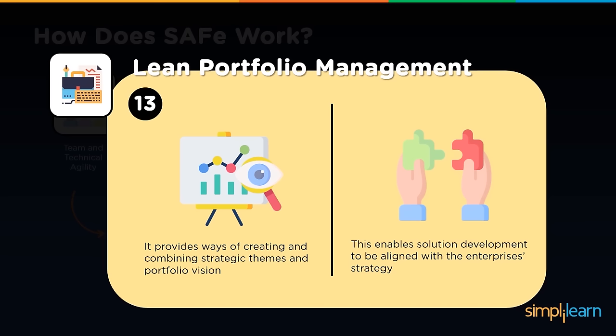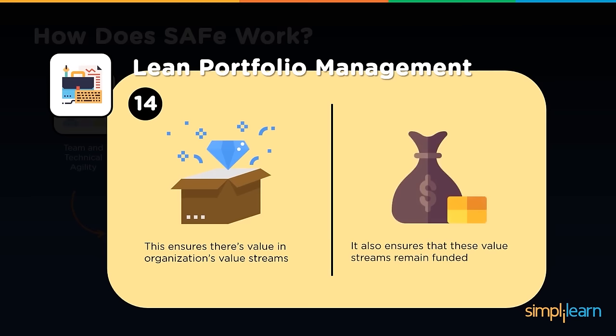Now, when I link this to strategy, to the organization's direction, while going in that direction I should ensure no defects are moved downstream. The customer should see the value, which is very important, and all contributions of waste have to be identified and eliminated. This ensures there is value in the organization's value stream, which also ensures that these value streams remain funded. So funding plays a very important role.